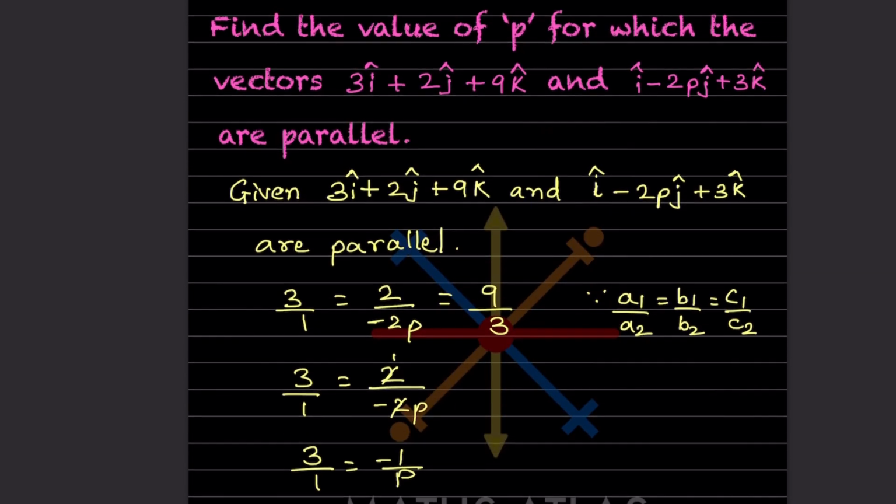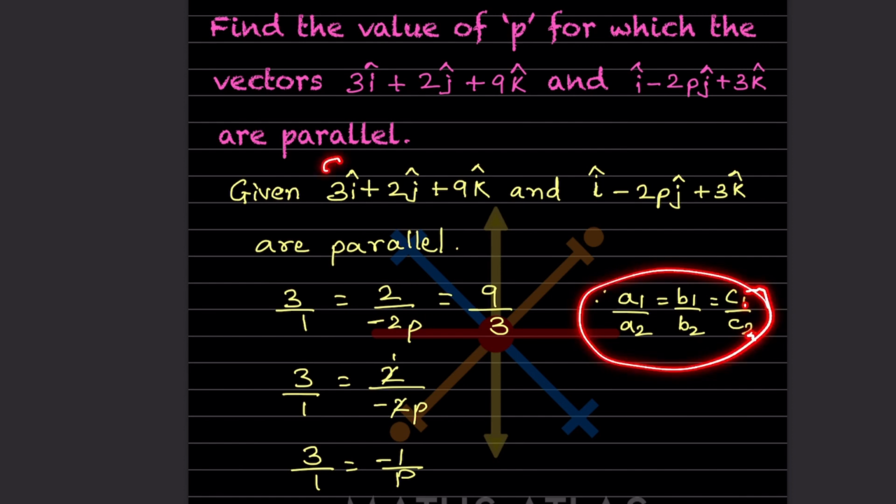So now the next one, find the value of p for which the vectors 3i plus 2j plus 9k and i minus 2pj plus 3k are parallel. So now these are given. So we'll write given this one and these are parallel. So now whenever they are parallel, we have the rule, that is a1 by a2 is equal to b1 by b2 is equal to c1 by c2.